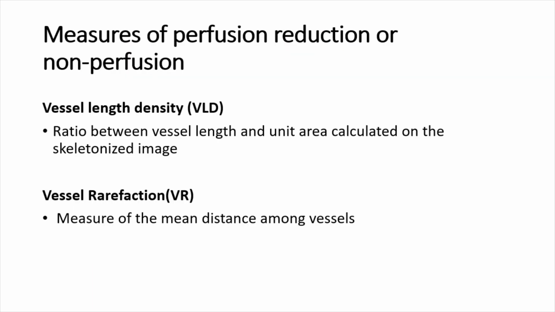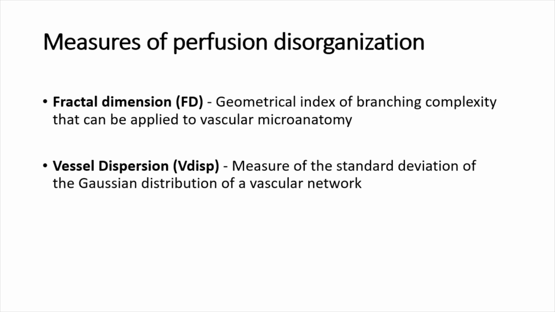and get a result. There are a few other measurements which are possible, but for them we need to download software, or these are not possible in the machines over here. So the first is the vessel length density. It is a ratio between the length and the unit area calculated on the skeletonized image. There's vessel rarefaction, which is a measure of the mean distance among the vessels. These are measures of perfusion reduction or non-perfusion. Similarly, we have measures of perfusion disorganization also.